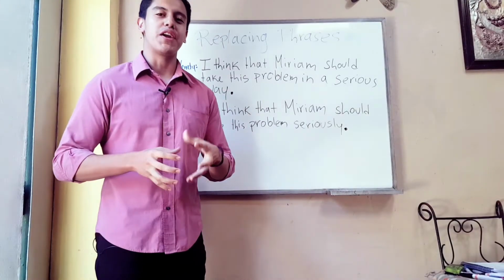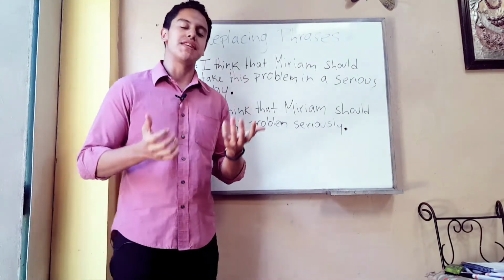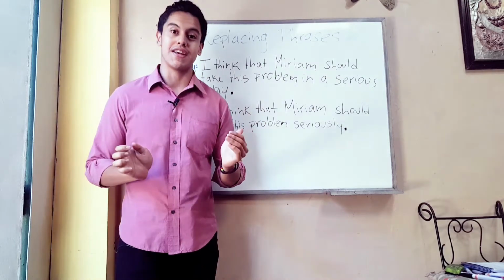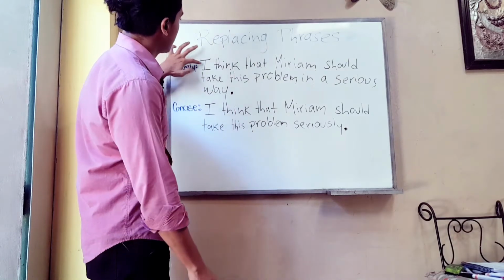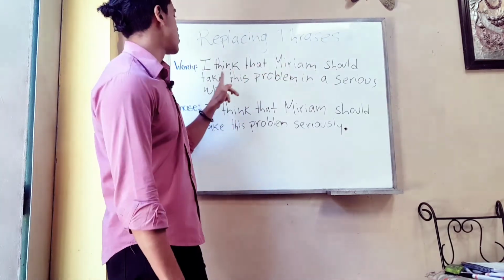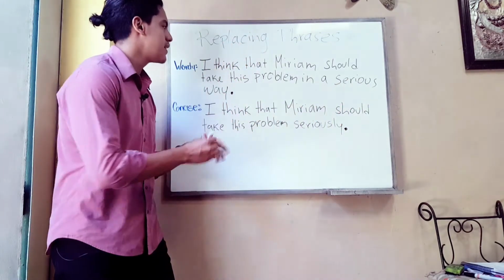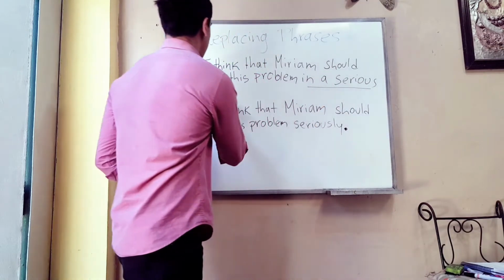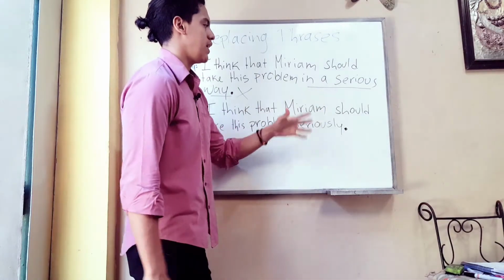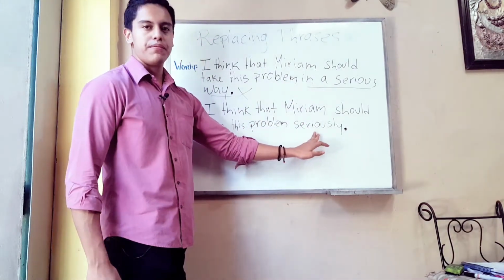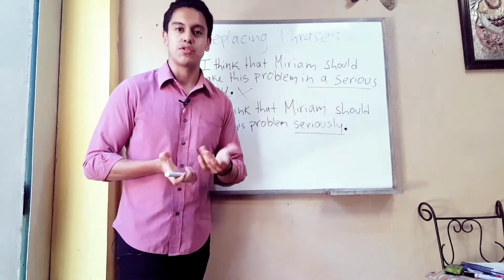Hi everyone, now we are going to continue learning some things. When we are writing, we sometimes commit the mistake of overloading our sentences with too many phrases, as we could see here. I think that Miriam should take this problem in a serious way. We have here a prepositional phrase that we can easily take out and write in lieu of this an adverb, like this one. When we do this, we make our sentences more attractive to the readers.